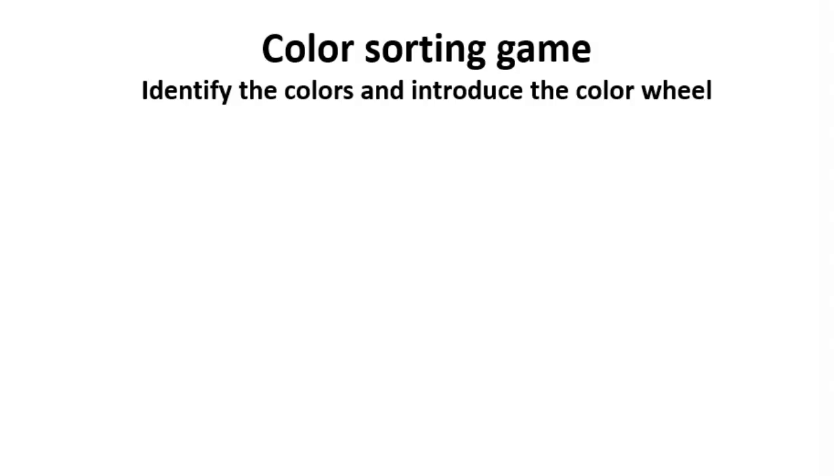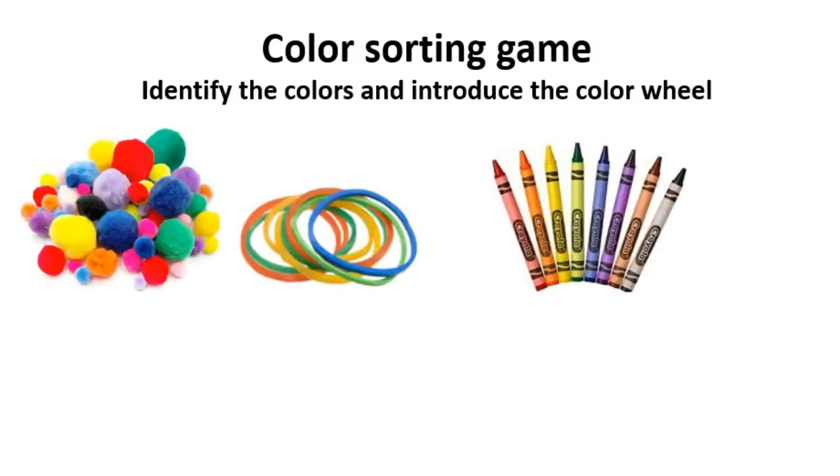In kindergarten, I start with color identification at the very beginning of the year. This game helps identify the colors and to introduce the color wheel. It's especially helpful if you've got some non-English speakers to learn the names of the colors. So the first thing you're going to need is a bunch of colored stuff.